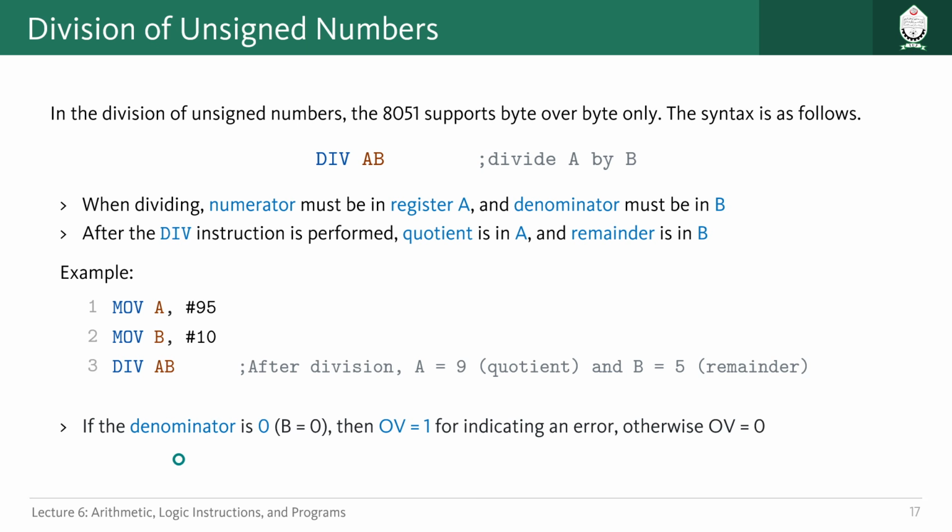Another thing, if the value of the denominator, or the value we save in register B, is equal to 0, then to indicate that error, we will have overflow equal to 1. Because if you try to divide anything by 0, that will give us an infinite result or an error basically. So to indicate that, we will have this overflow flag set, otherwise the value of overflow will be 0.